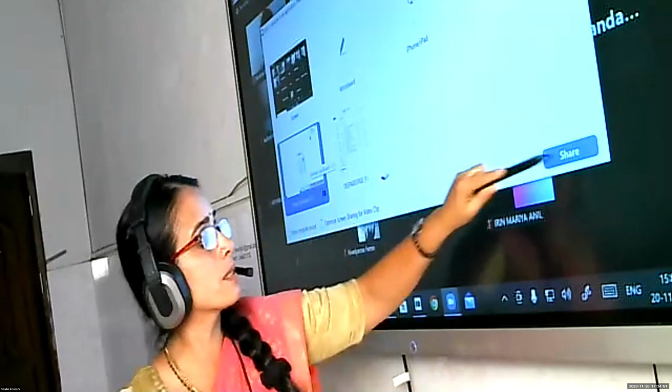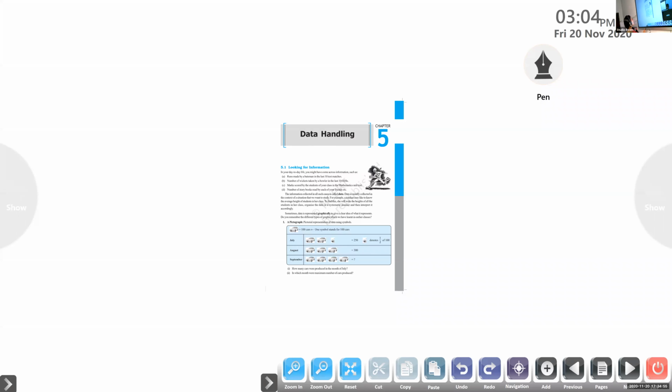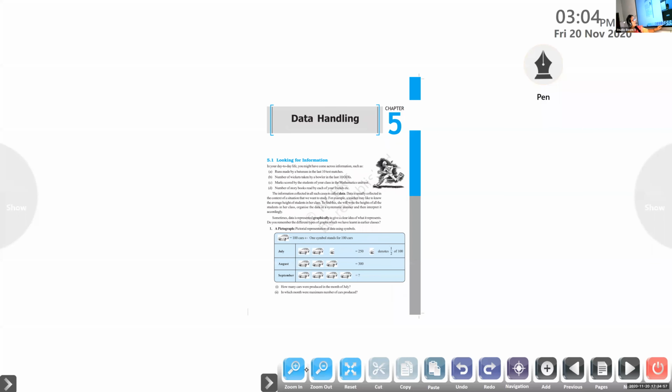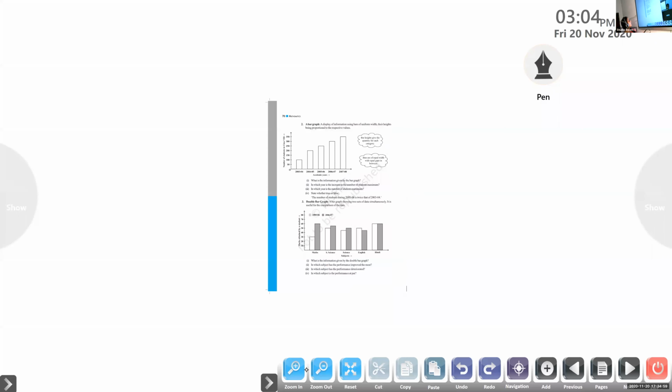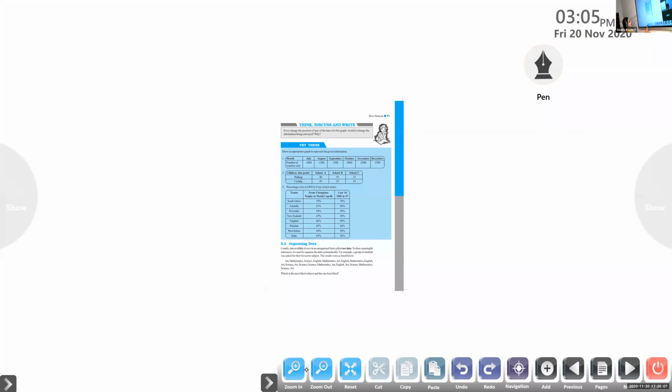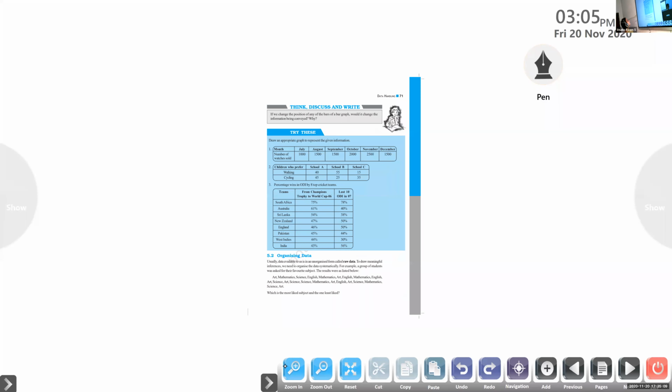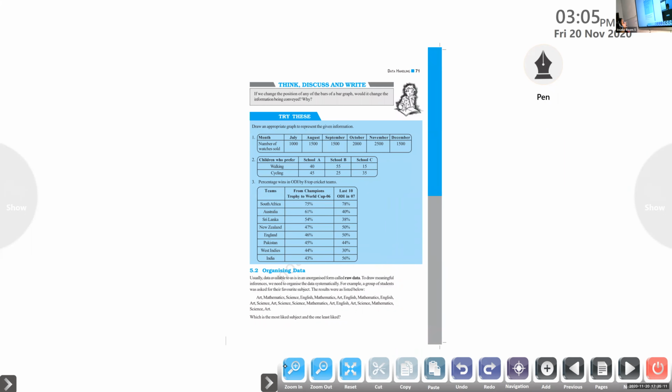Let us see our data handling. We discussed pictograph, then bar graph, double bar graph also we discussed, isn't it? Next, we have some questions. The first question is: draw an appropriate graph to represent the given data.